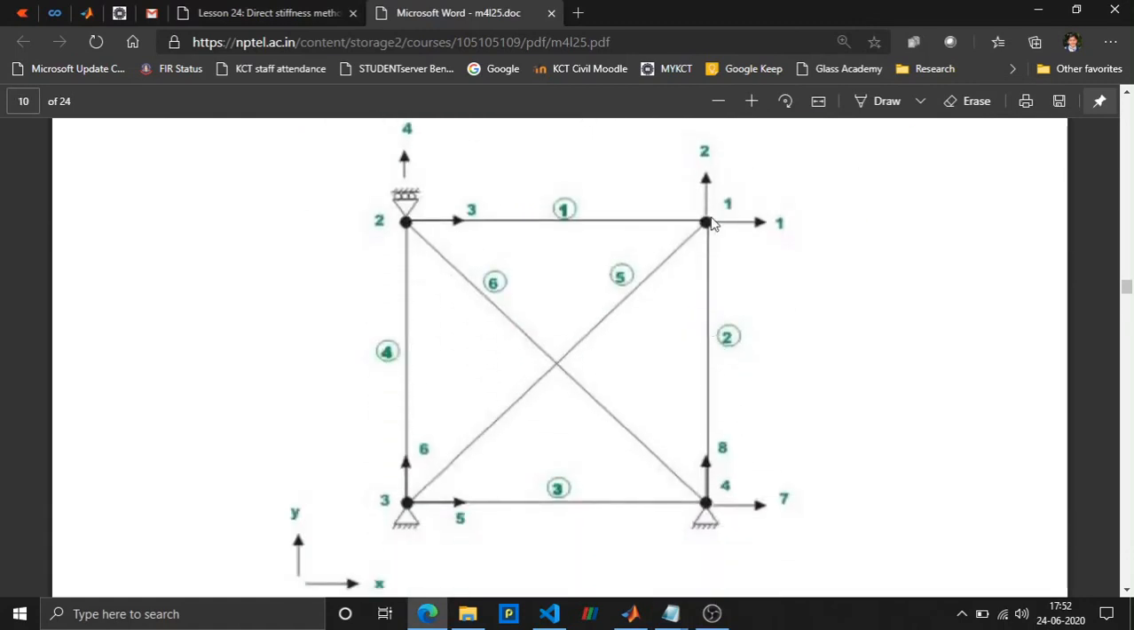So for this particular problem, the nodes are numbered as 1, 2, 3 and 4. And the members are also numbered as 1, 2, 3, 4, 5 and 6. You can note there is no intersection between members 5 and 6.